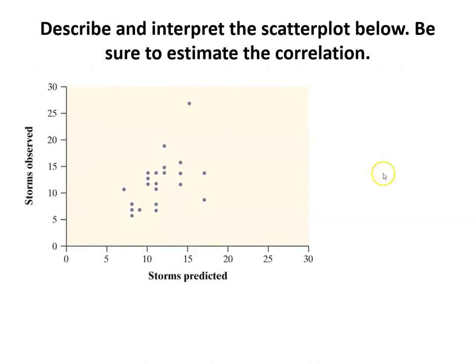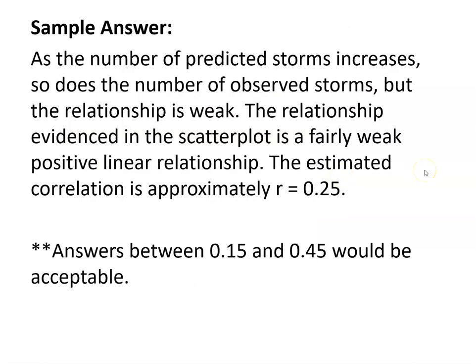All right, let's look at the next one. Describe and interpret the scatter plot. We're looking at number of storms predicted versus storms observed. I can kind of see a positive relationship, but it's super weak. I guess you could call it linear, but it's going to be a very low value of R. So as the number of predicted storms increases, so does the number of observed storms, but the relationship is weak. Yeah, fairly weak, positive linear relationship.